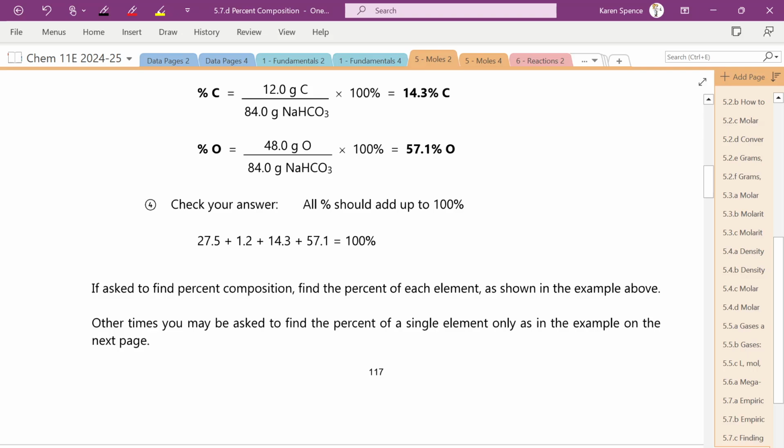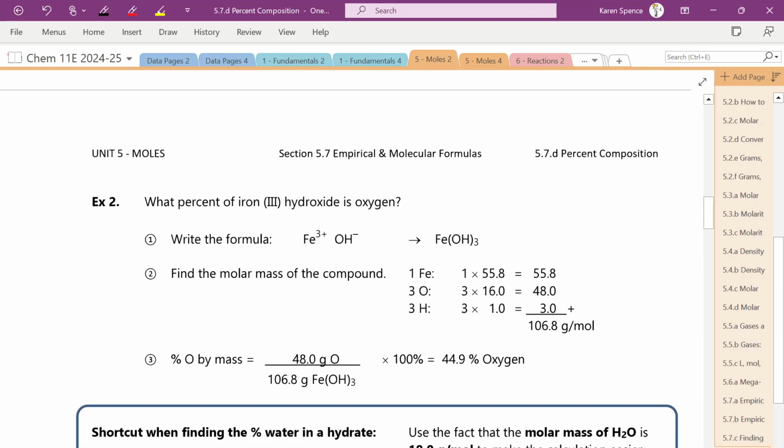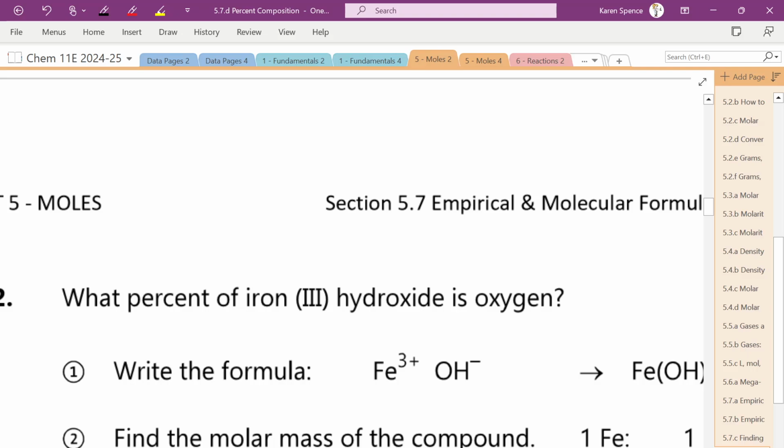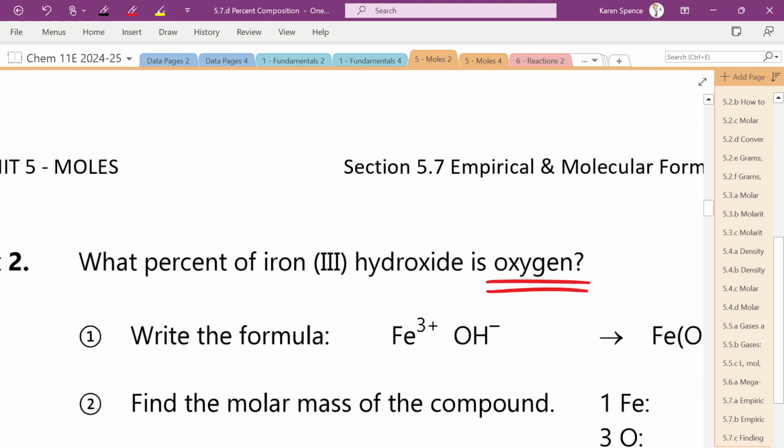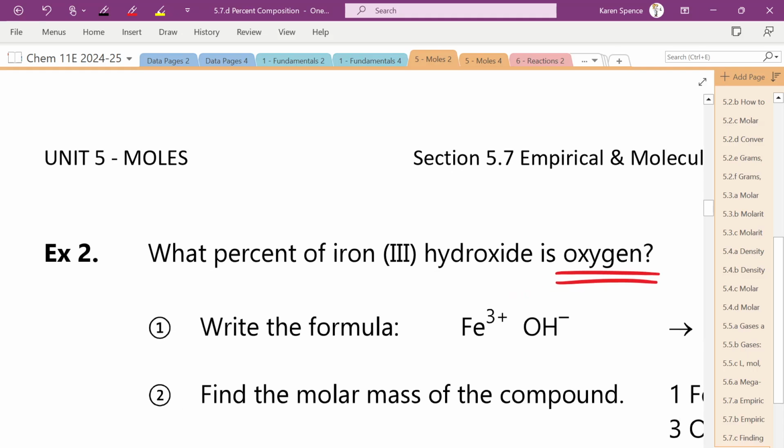If you're asked to find percent composition, find the percent of each element. Other times you will be asked to find only the percent of a single element. For example, what percent of iron 3 hydroxide is oxygen? So we have Fe3 plus and OH minus. What is the formula for Fe3 plus and OH minus?